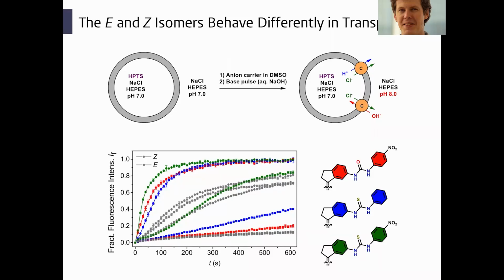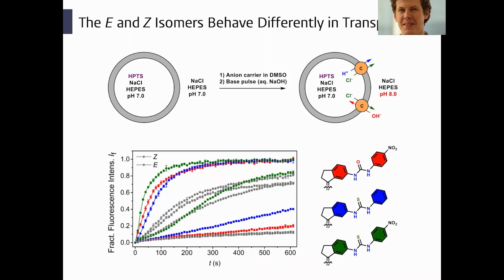A way to screen the transport activity is by doing these HPTS assays. What you see, the gray circle, is just a lipid bilayer composed of POPC lipids, and you can encapsulate an HPTS pH-sensitive dye, load it with sodium chloride and buffer it to pH 7, and have the same sodium chloride and buffered solution on the outside.